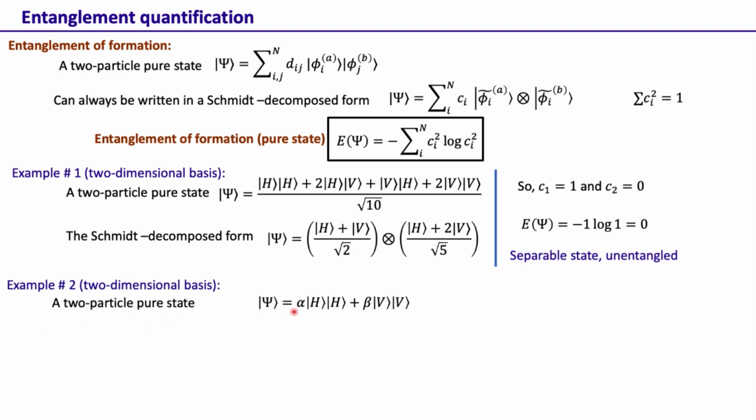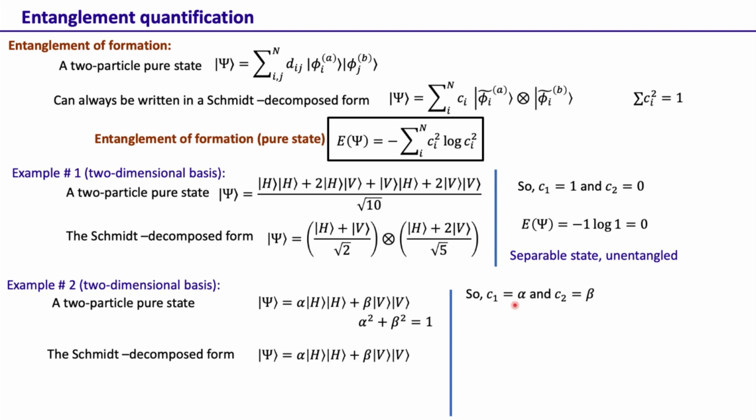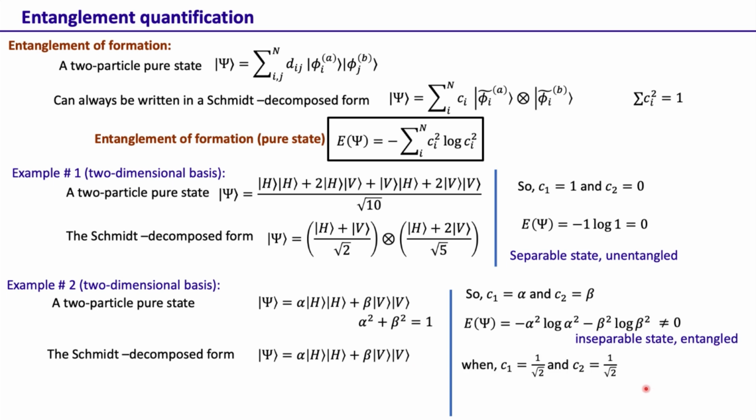Let's take another example. Again, a two particle pure state in this form, alpha HH plus beta VV, where alpha squared plus beta squared is equal to 1. This itself is the Schmidt decomposed form. So for this one, c_1 equal to alpha and c_2 equal to beta. So the entanglement of formation here is minus alpha squared log alpha squared minus beta squared log beta squared. Of course, this is not equal to 0, so this is entangled. We can see that this state cannot be written as a product state, and hence it is inseparable, and hence it will have finite entanglement.